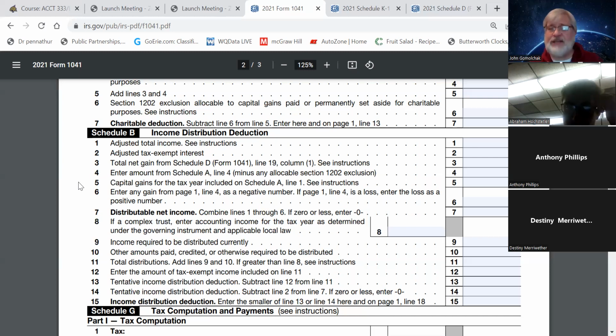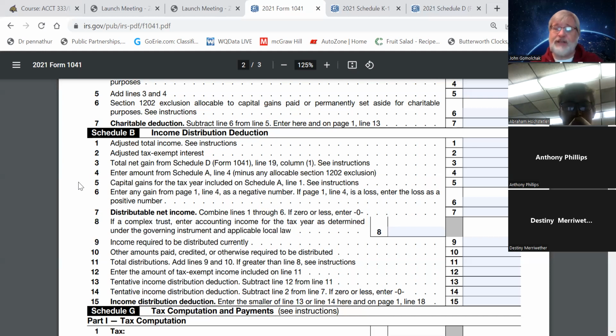The reason they do that is if this is a complex trust, we may not have distributed all of the tax-free income. If we didn't distribute all of the income, that means we're leaving some income behind in the trust. And we don't get to choose whether we distributed tax-free income or taxable income. The IRS is going to make us allocate it.